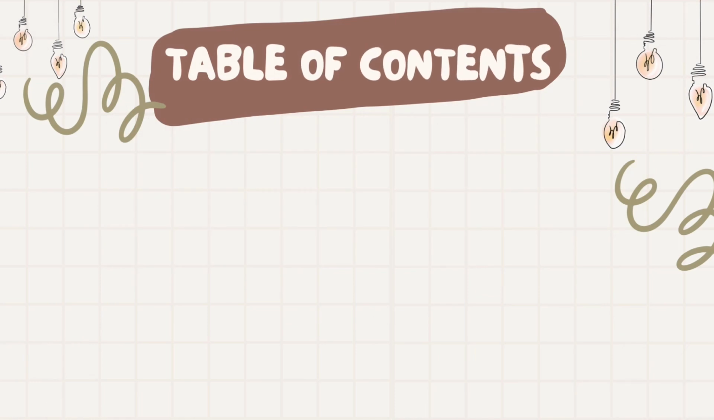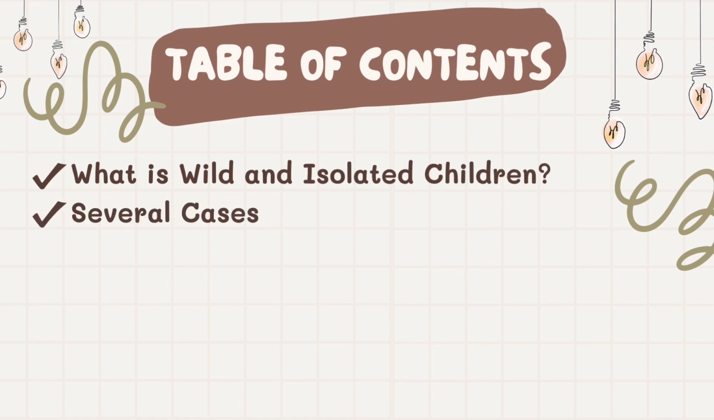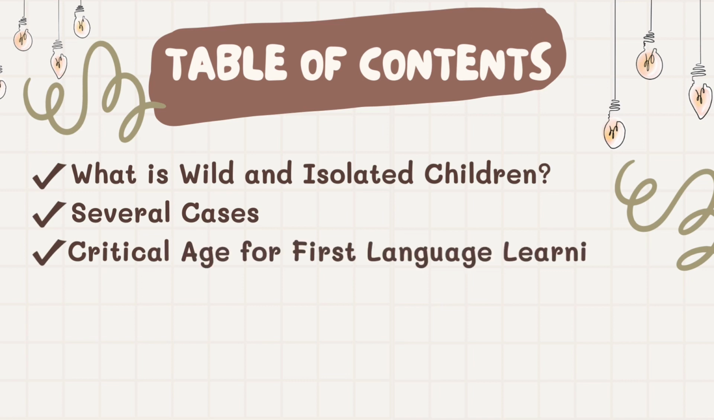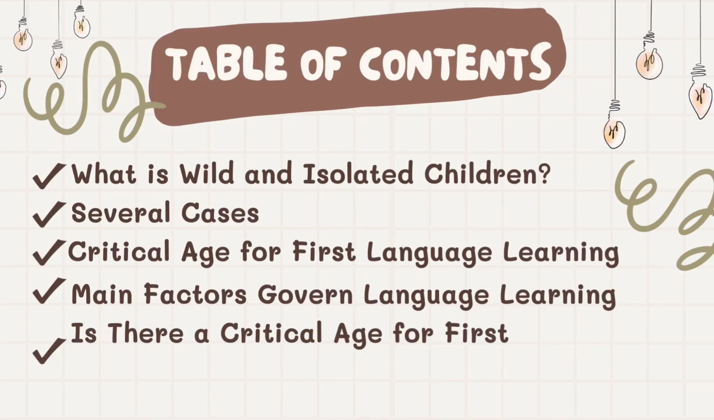There are 5 tables of contents. What is wild and isolated children? Several cases of wild and isolated children. Critical age for first language learning. Main factors that govern language learning. And the last, is there a critical age for first language learning?